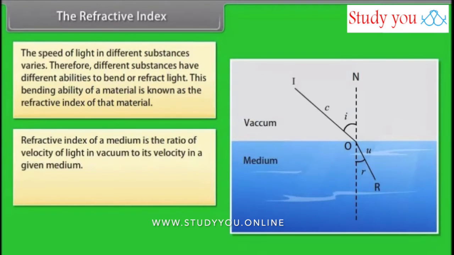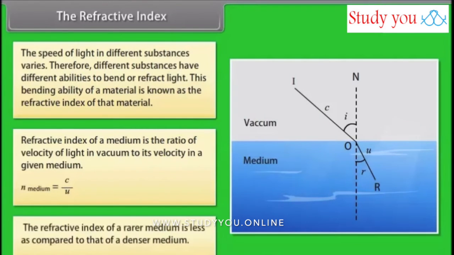Refractive index of a medium is the ratio of the velocity of light in vacuum to its velocity in a given medium. The refractive index of a rarer medium is less as compared to that of a denser medium.